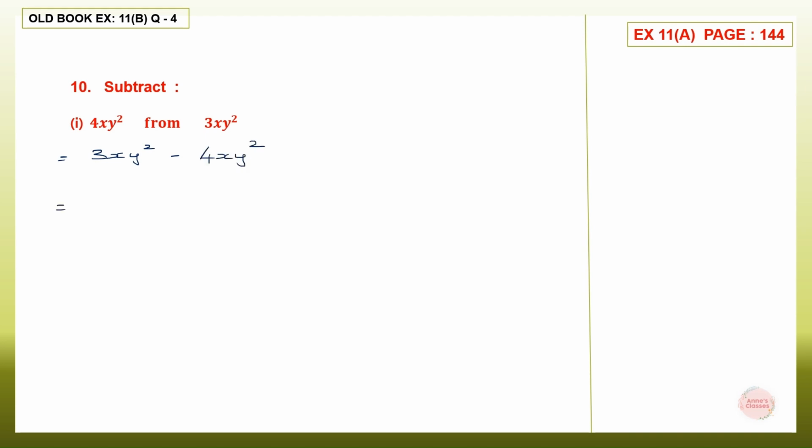So here what do we do? Take only the numbers 3 minus 4 and xy square. Now 3, it's understood it has a plus sign. So when signs are different, we put the sign of the bigger number, that is minus, and we subtract. 4 minus 3 is 1, and we write the literals, that is xy square. So what is our answer here? Minus 1xy square. Or you can simply write it as minus xy square.